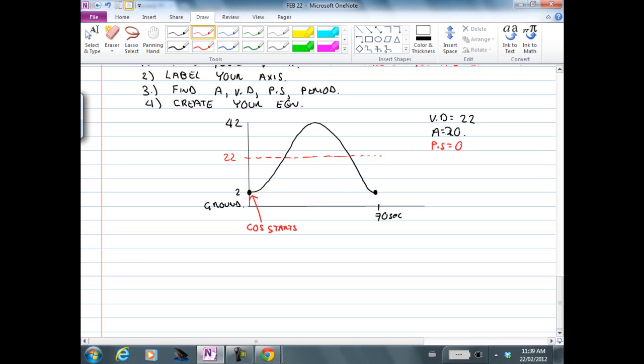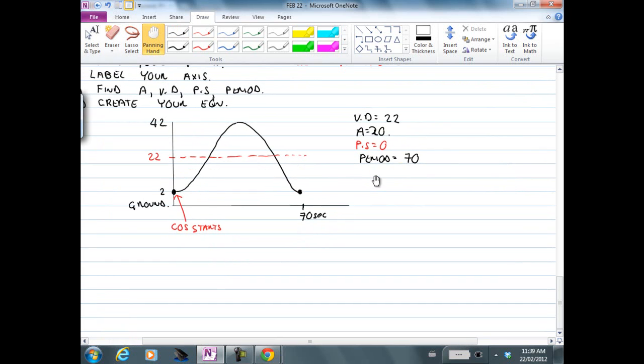My period is 70. But when you write your equation, we don't use 70. We use a b value. So let's calculate b right now. We're going to use that formula. 70 equals 2 pi over b. Take a minute and solve this on your own. b is pi over 35. Guys, gals, I have every piece of information I need now. Create a cos equation. Once you finish that, create your own sine equation.